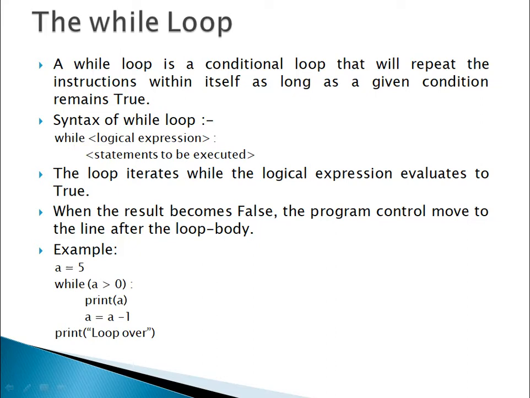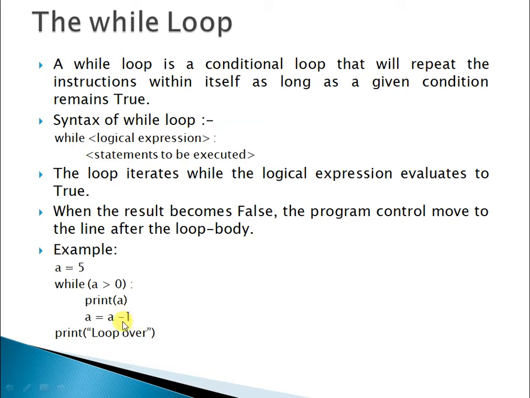Let us see an example. Here you have a variable that is called loop variable, and you have given its value as 5. Now you apply while loop and you put a condition that a should be greater than 0. Clear? Then you put colon and then you write print a, and then you decrement the value of a by 1.